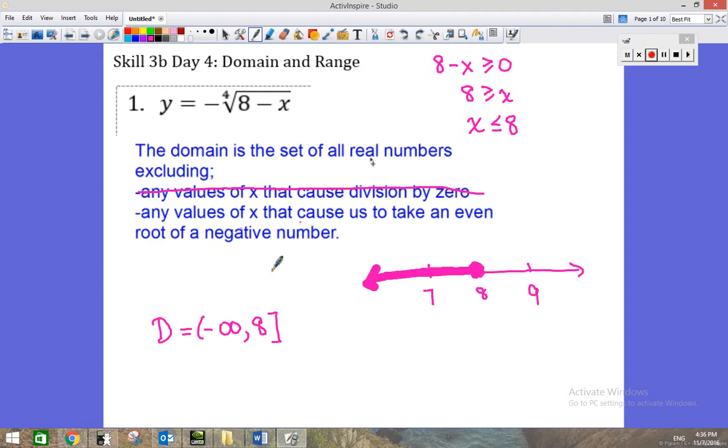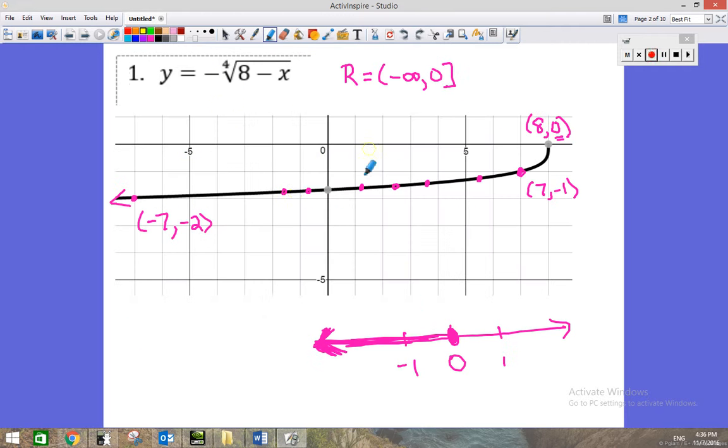My domain was here. That was the first part that it asked. I did that algebraically, and then for the range, I went and graphed it on that Desmos graphing calculator. On a quiz or a test, I'll provide you with this graph, and from the graph, we determine the range.